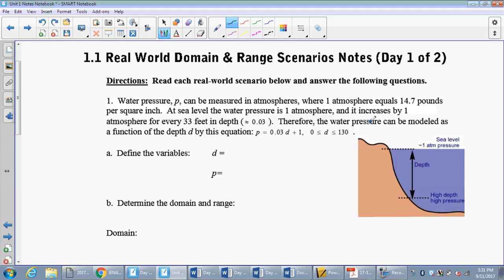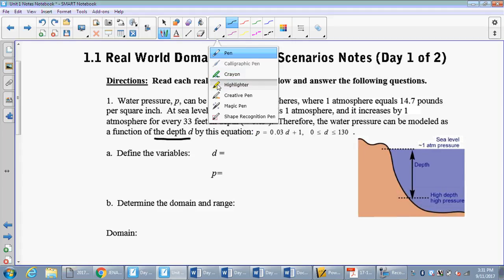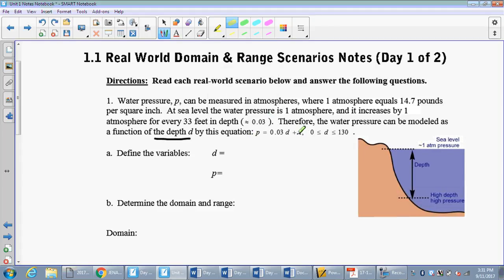So we have this model. It says, therefore, the water pressure can be modeled as a function of the depth, the D. As soon as we have a variable defined, let's underline it by this equation, and let's highlight the equation given. When we're given a model, we're always going to highlight it so it stands out. We're also told something about the domain. Check that out. Let's highlight that as well. And let's label this the model, and label this domain.